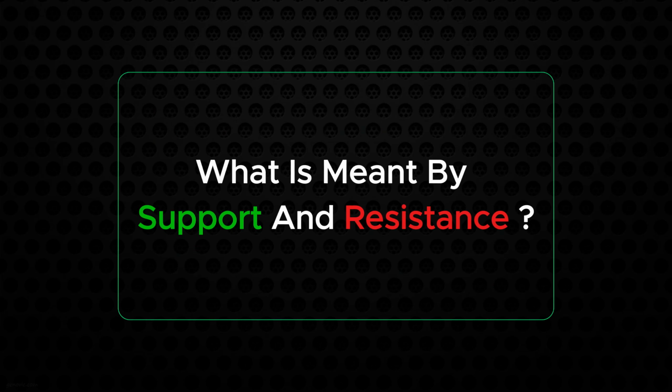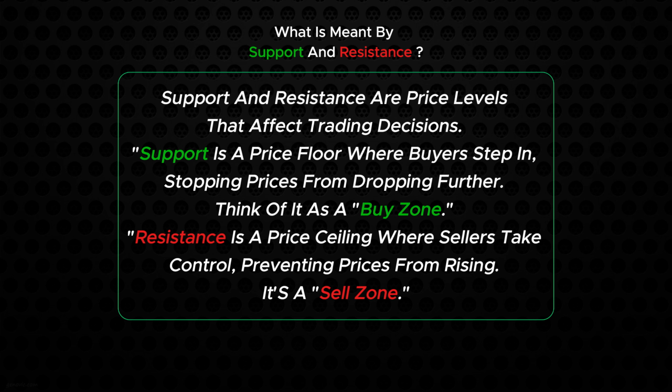The first question here is, what is meant by support and resistance? Support and resistance are price levels that affect trading decisions. Support is a price floor where buyers step in, stopping prices from dropping further. Think of it as a buy zone. Resistance is a price ceiling where sellers take control, preventing prices from rising. It's a sell zone. Support and resistance are the zones where price reacted previously and may react in future, so we can find some trading opportunities there.